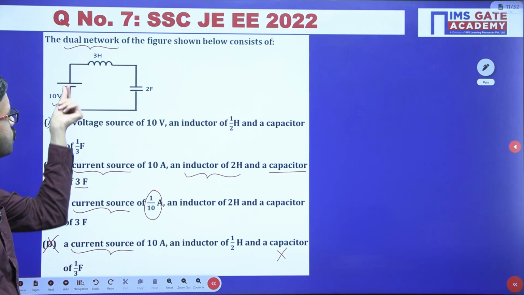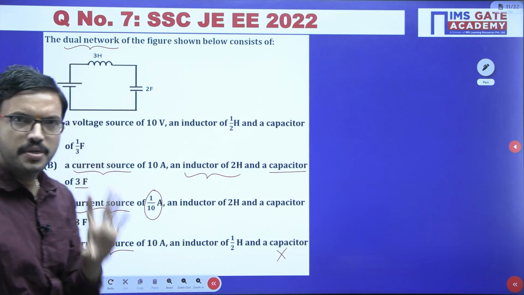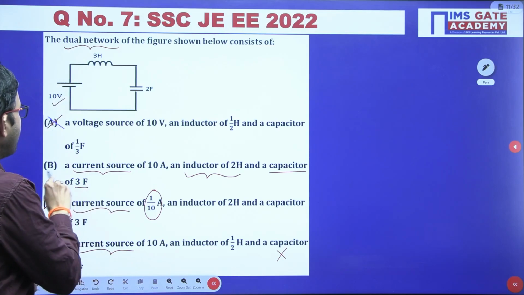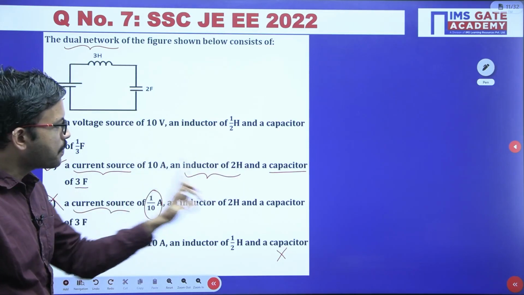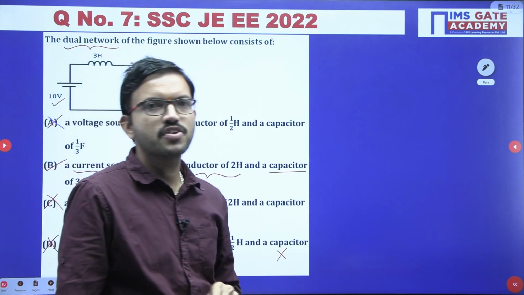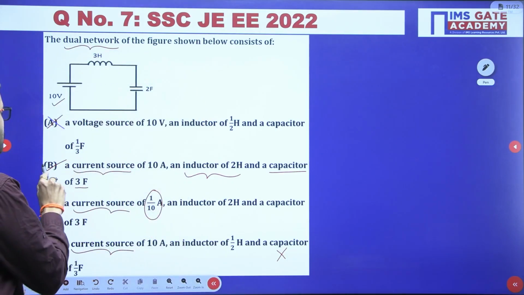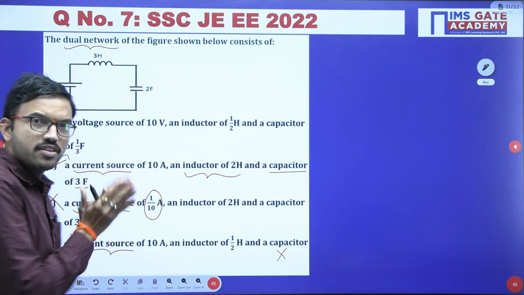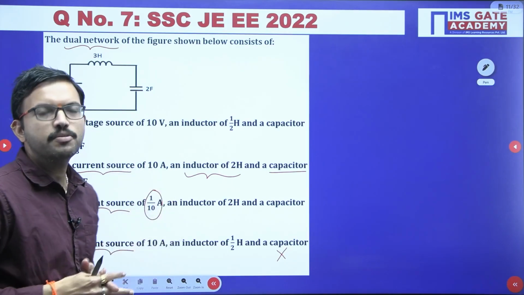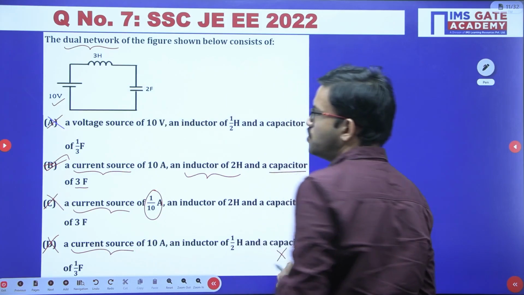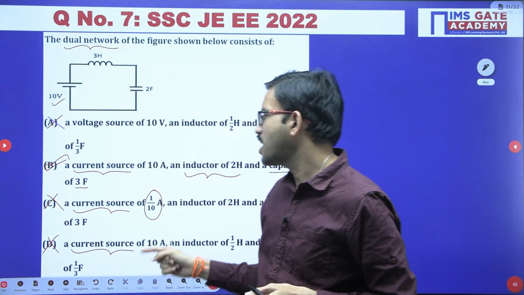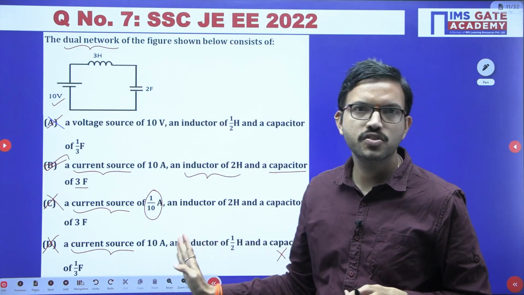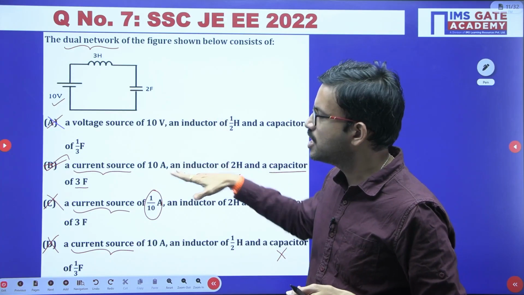So here you have a 10 volt source, a 3 Henry inductor and a 2 farad capacitor. Now in the dual network, what are the elements present? In the dual network, a 10 ampere current source is present, a 3 farad capacitor is present and a 2 Henry inductor is present. So the answer for this question is option B. Sometimes you may feel that option B may not be correct initially, but right away we have eliminated A and C, and option D is not satisfying when you correlate the values. So among these, obviously option B is correct.